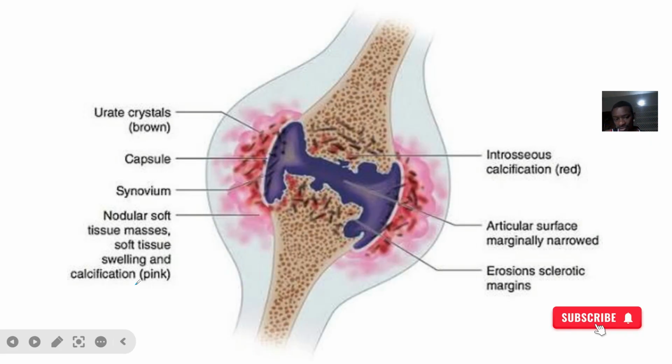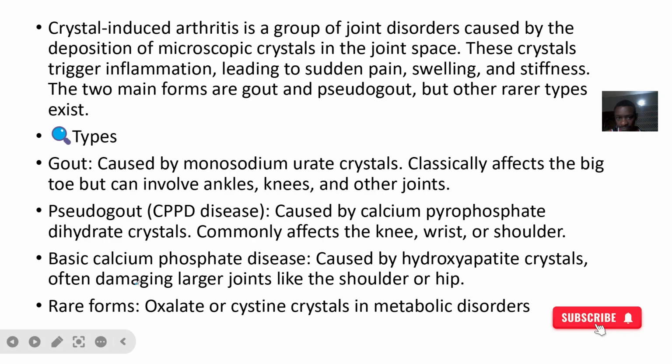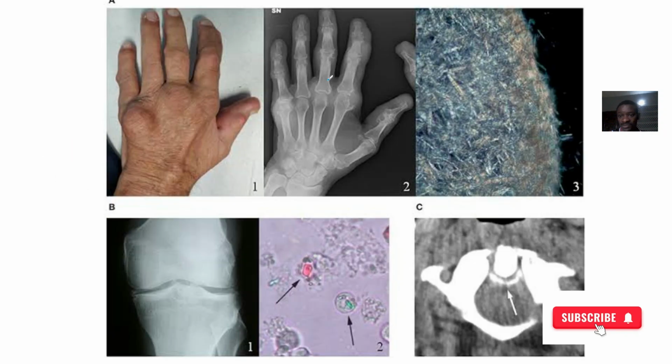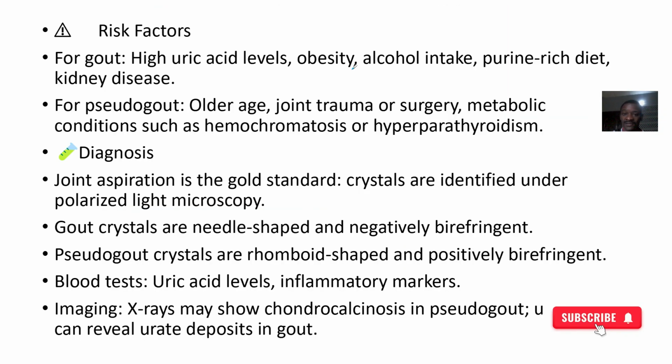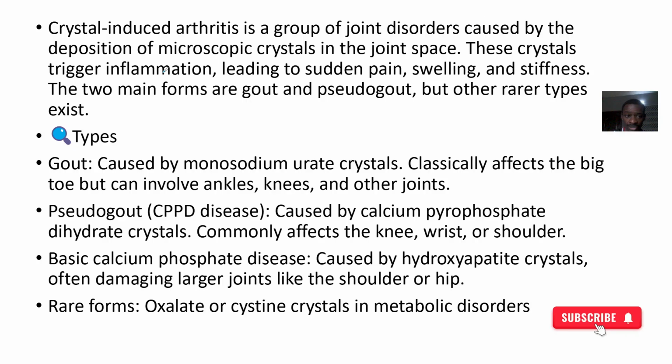So crystal-induced arthritis is as follows. It's not one disease condition, there are plenty of disease conditions, right? It's a group of joint disorders caused by deposition of microscopic crystals in the joint space. These are the crystals. They literally look like glass when you magnify them. These crystals trigger inflammation, leading to sudden pain, swelling, and stiffness.